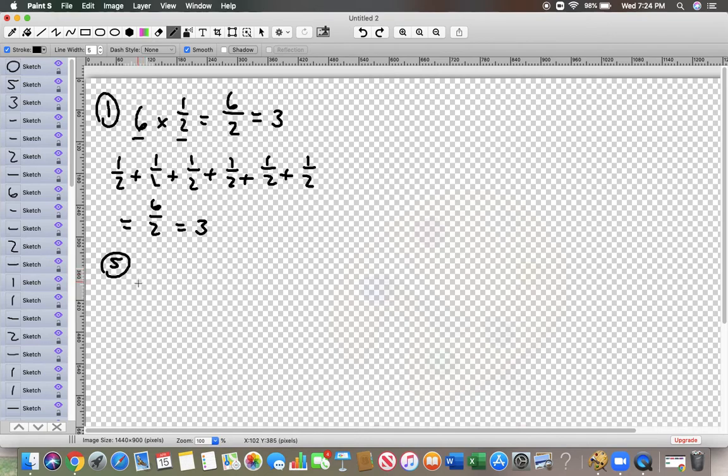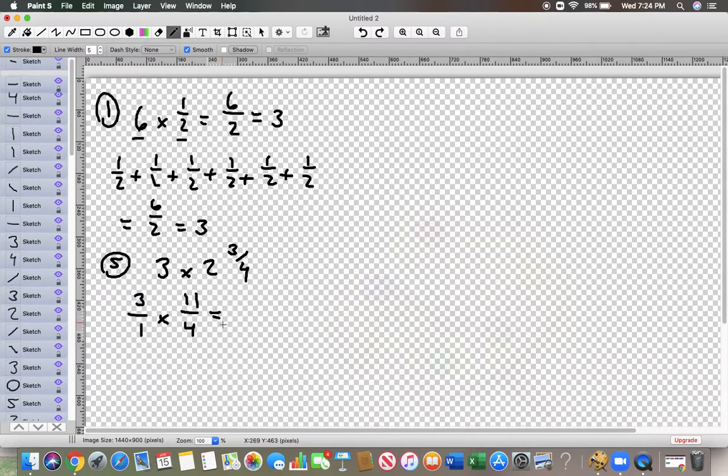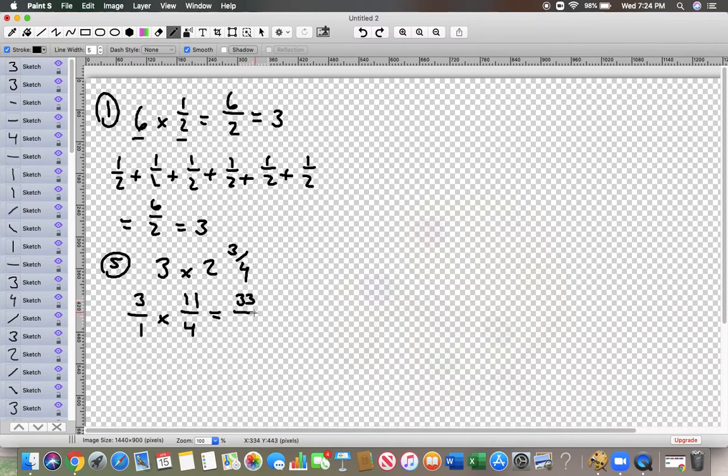Number 5, it says solve and write the answer in lowest terms. So 3 times 2 3/4. What is the first thing we have to do? We have to change this mixed number to a fraction. So we can put 3 over 1, make that an improper fraction. Sorry, what did I say? We have to make this mixed number to an improper fraction. I can't remember what I said. 4 times 2 is 8. 8 plus 3 is 11, so that's 11 over 4. Now we can solve. 3 times 11 is 33, all over 1 times 4 is 4. I can leave it as that. Or I can write it as a mixed number. That would be 8 1/4.